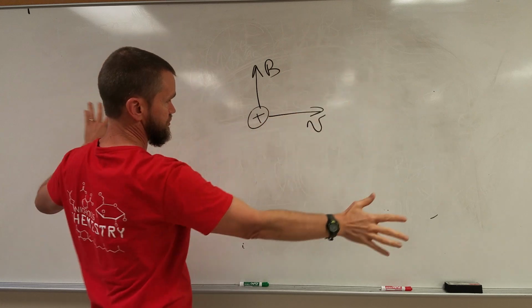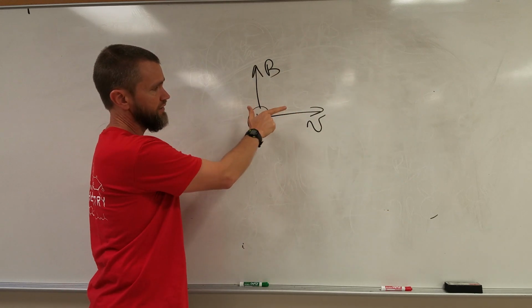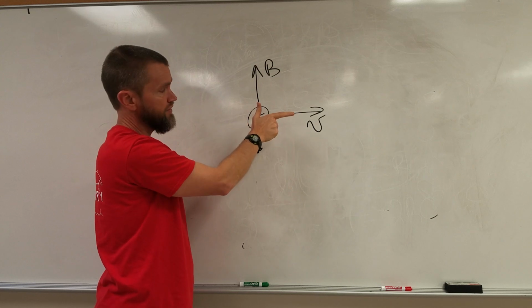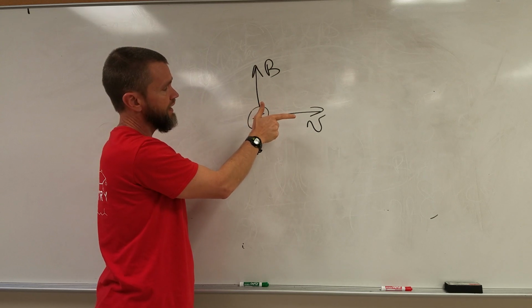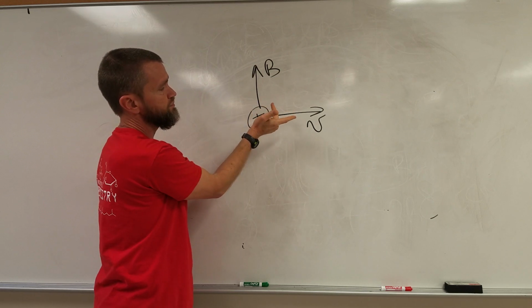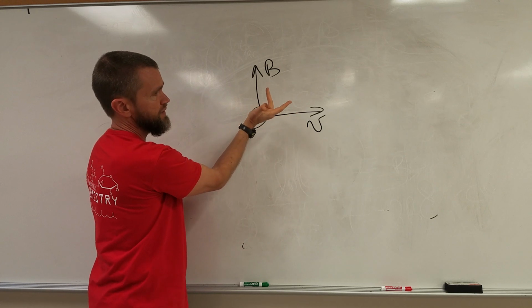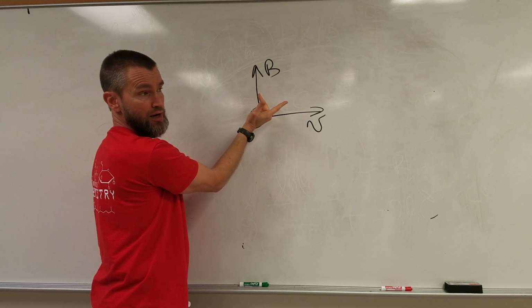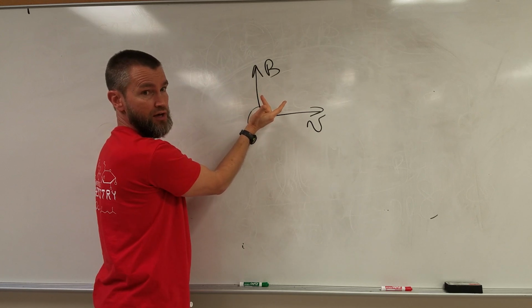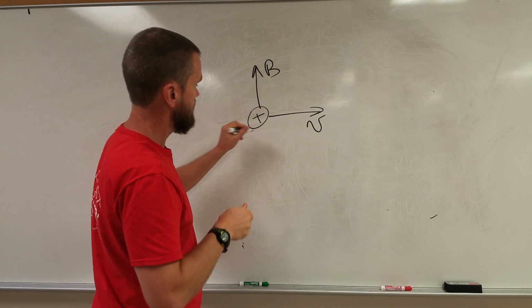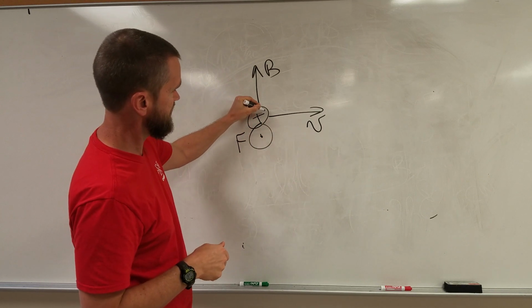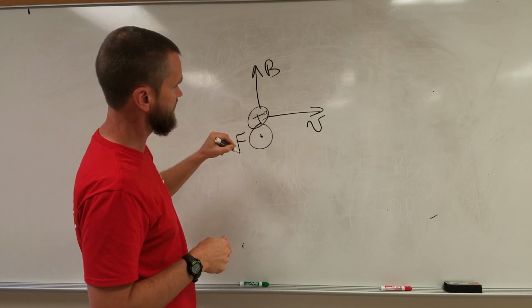So imagine this is your paper. I'll put my index finger here in the direction of V, and then I know that my middle finger has to go in the direction of B. B is up, now I have everything oriented properly, and I can evaluate where my thumb is, which is out of the page. That means my force is going to be out of the page. By the way, that's a plus Q.